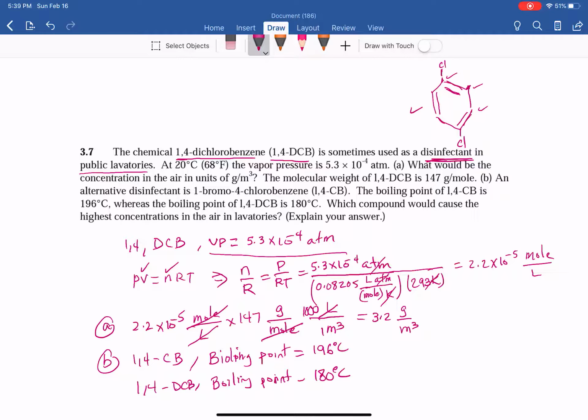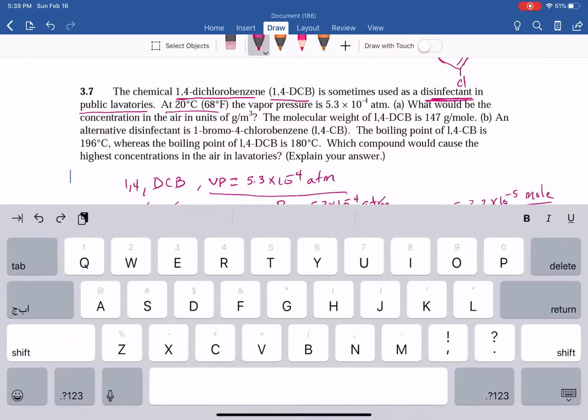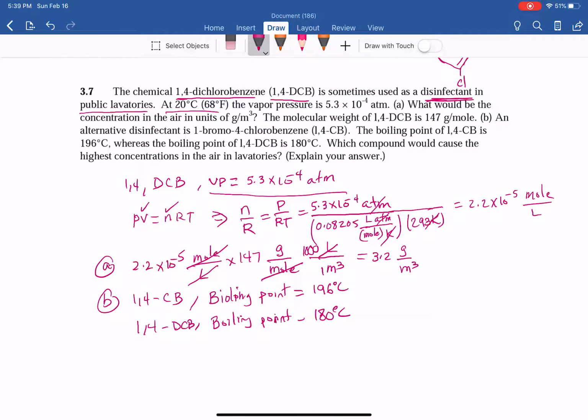At 20 Celsius, 68 Fahrenheit, the vapor pressure is 5.3 times 10 to the minus 4 atmospheres. Number 8. What would be the concentration in the air in units of gram per meter cube? So he gave it to you in atmospheres, and he wants gram per meter cube. I solved this already. For 1,4-dichlorobenzene, the vapor pressure is in atmospheres. Remember, higher vapor pressure means high volatility. So he wants to find it in gram per meter cube.